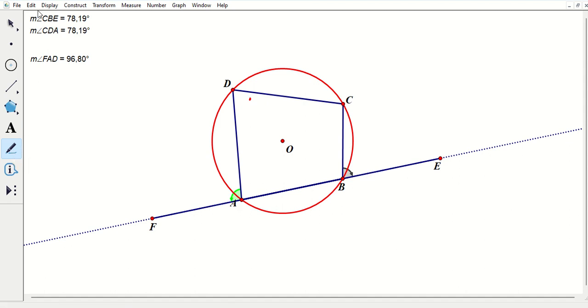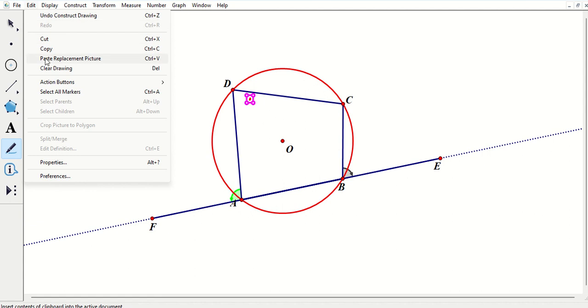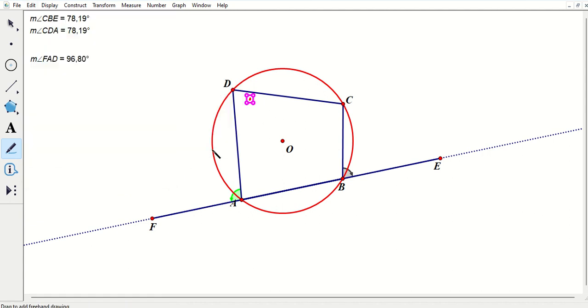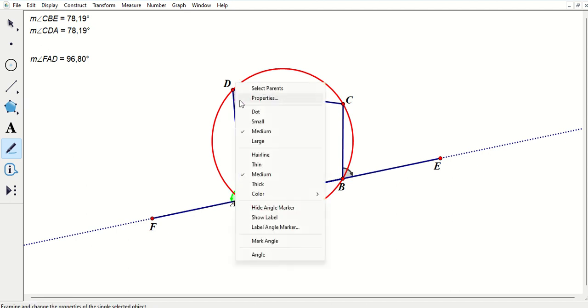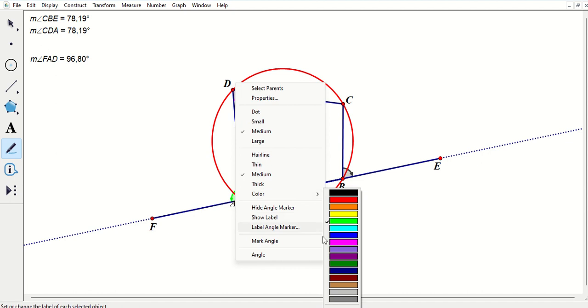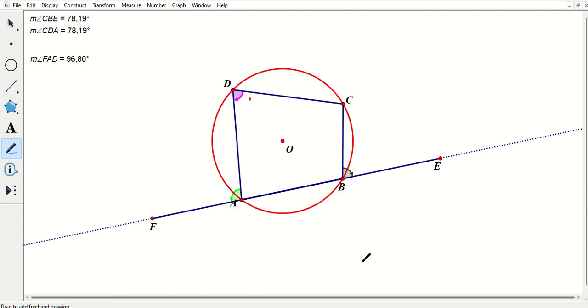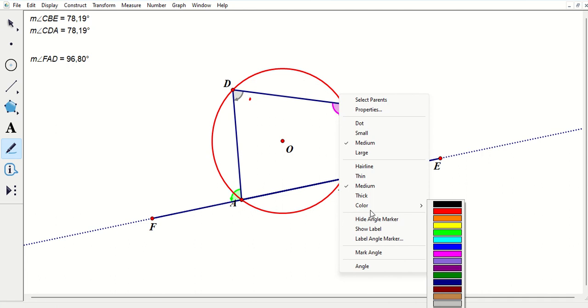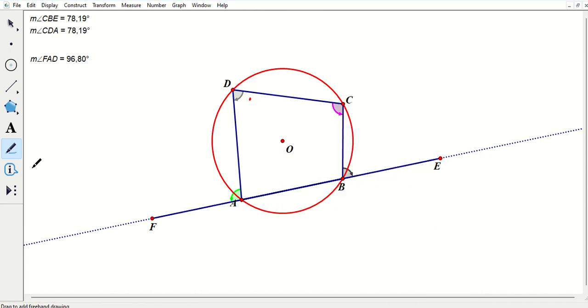Previously I had marked angle D with a gray color, so I'm going to do it again, and it must be gray color. Here's my dark gray here. Now I also want to mark angle C, but with a green color. Here's my angle C, and change color. There we go.